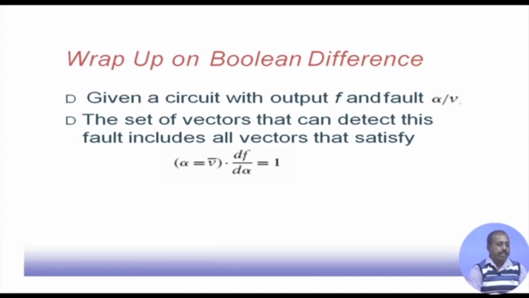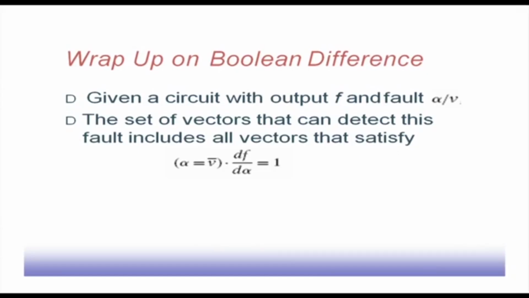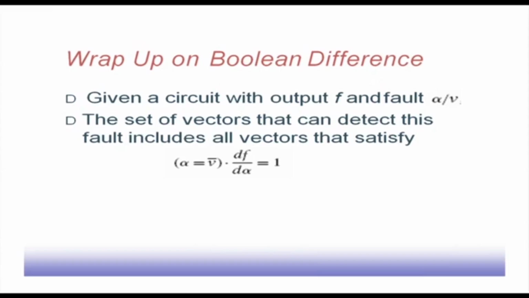So, in general we can say that given a circuit with output f and the fault to be detected alpha stuck at some value v. So, alpha is the signal line and v is the value, stuck at 0 or stuck at 1. The set of vectors that can detect this fault includes all vectors that satisfy this particular condition: alpha equal to V bar, the opposite of the fault that we have to excite. So, alpha must be equal to V bar, and df d alpha should be equal to 1. So, this is the formula to be applied for generating the test patterns for the particular fault alpha stuck at V.